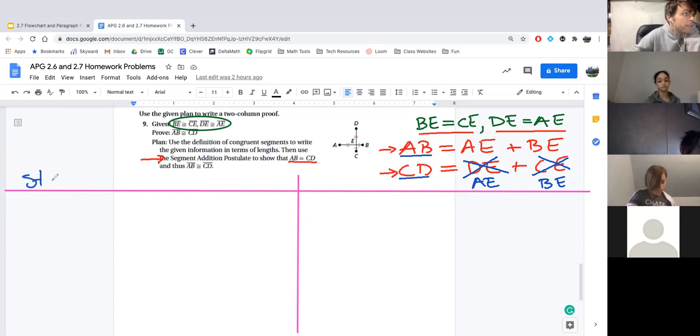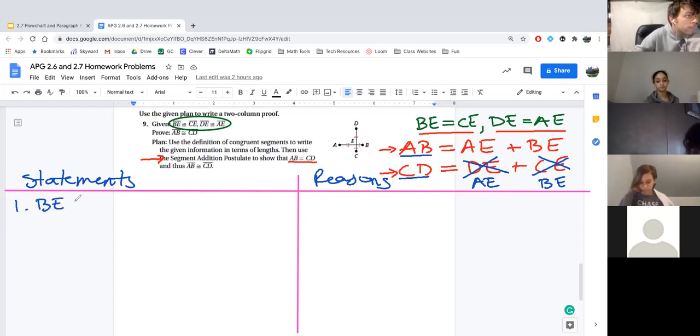So this is the basic outline of my proof, and we'll write it out here in the two-column format. So we have our statements and our reasons. The first statement is the givens. You always want to restate those. I'm going to try to write this somewhat small because of space. I don't know if I have enough space right now, but so that was given.